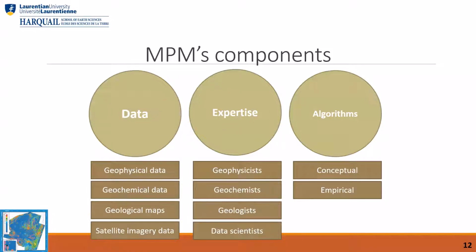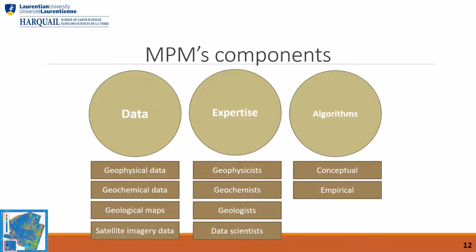I think mineral potential mapping has three main components. The first component is the data sets that we have. We have different types of data sets: geophysical data, remote sensing data sets, and also geological maps. With different types of data sets, we do need people with different expertise to interpret them and recognize anomalous patterns in those data sets that are associated with our mineral deposits.